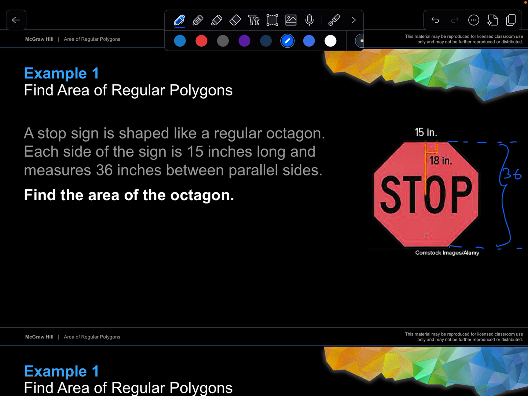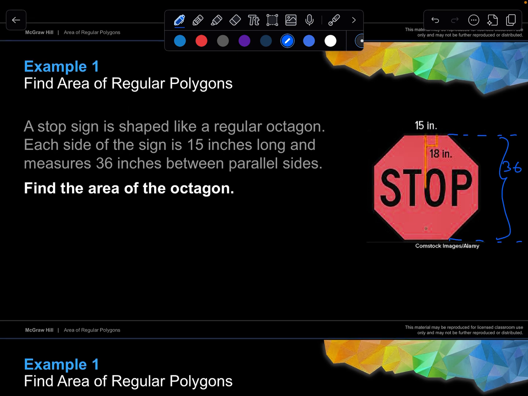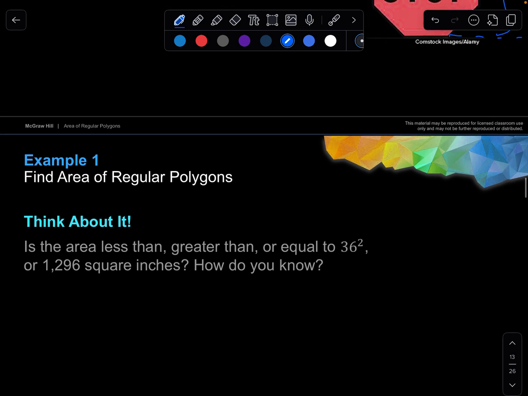So now we have to find the area of the octagon. How are we going to do this? Now, we know that an octagon has 8 sides. Well, first off, before we go there, I want to think about this first. Is the area less than, greater than, or equal to 36 squared, which is 1296 square inches? And how do you know?